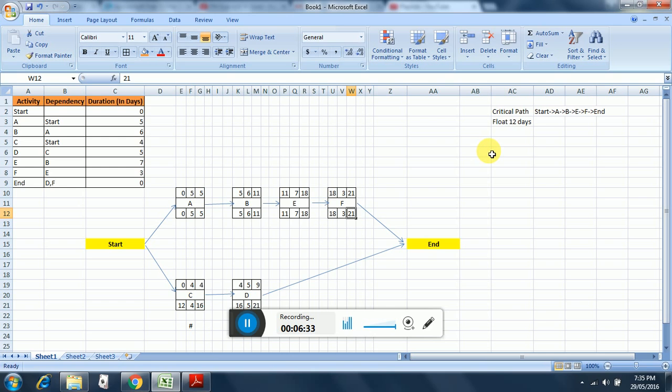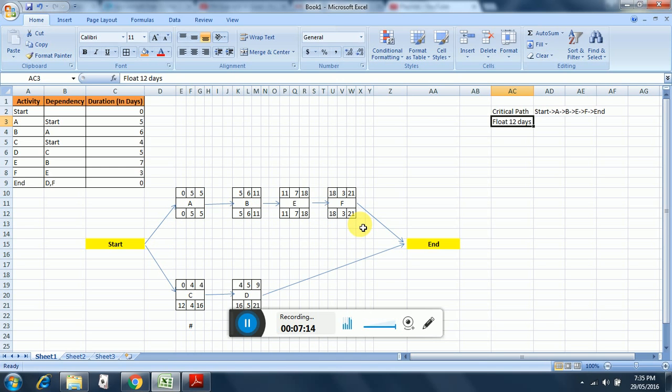Similarly, another question is of float. Float is the duration by which an activity can be delayed. So if you notice the critical path, there is no float. Float is calculated by ES minus EF. So 21 minus 9, that brings a total of 12 days. Similarly, 16 minus 4, that also brings a total of 12 days. This should equate, otherwise there is something wrong with your calculation. So this path is not the critical path in our case.